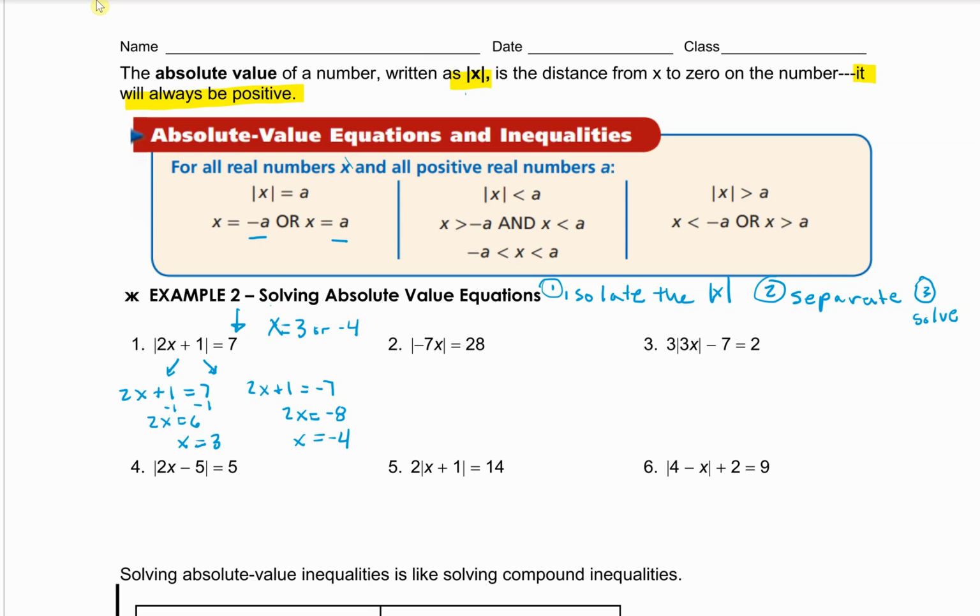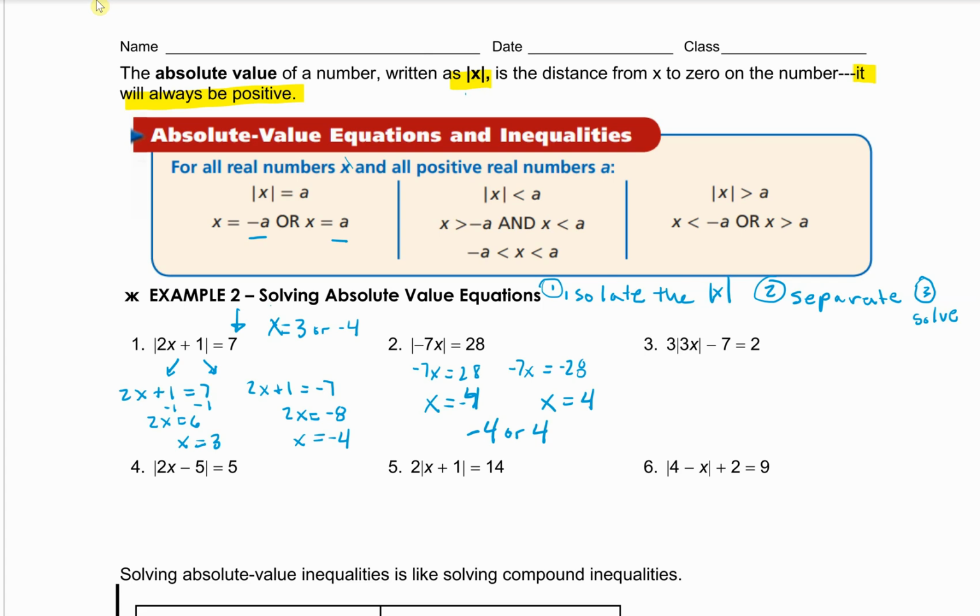So if we look at number 2 here, first step is to isolate that absolute value. This appears to be completely isolated. We don't have anything outside the absolute value bars. So then we're going to get negative 7x equals 28, or negative 7x equals negative 28. This one's pretty easy. Here x is going to be negative 4. We're going to divide. Here x is going to be positive 4. So you get these two answers, negative 4 or 4. And that's it.